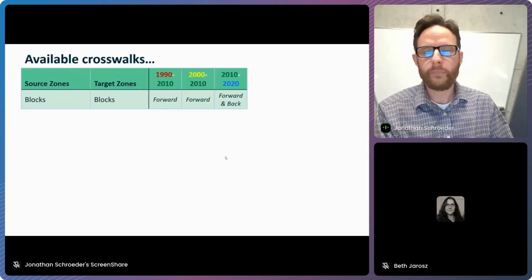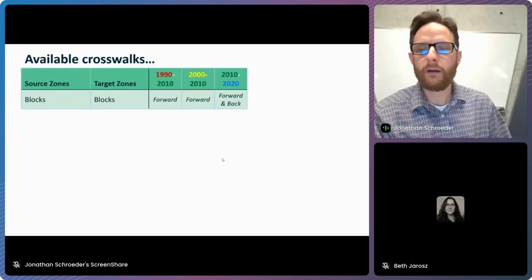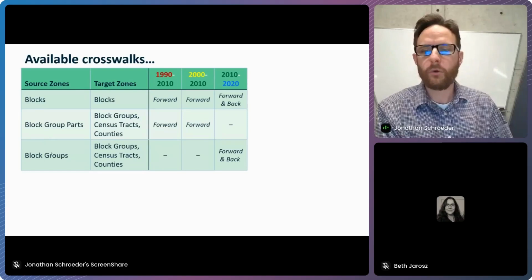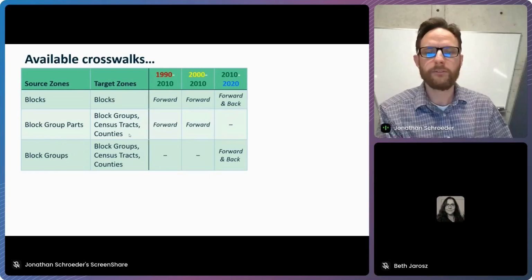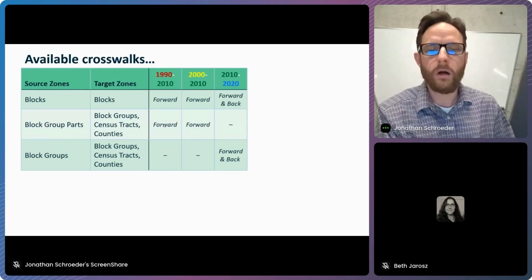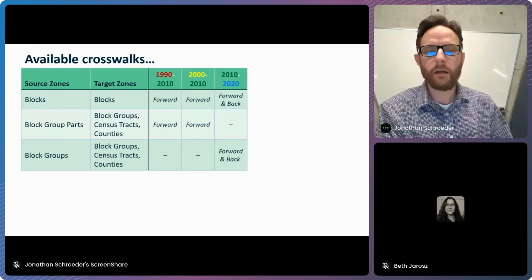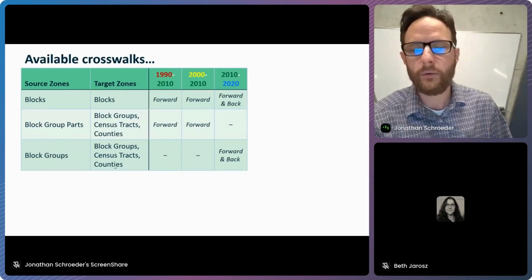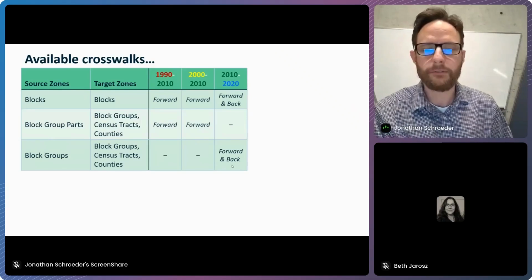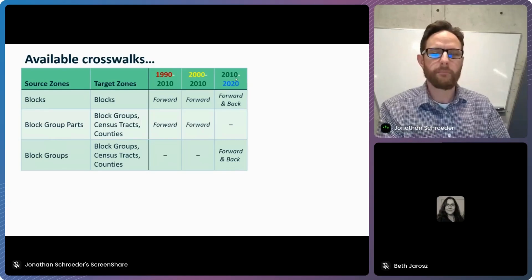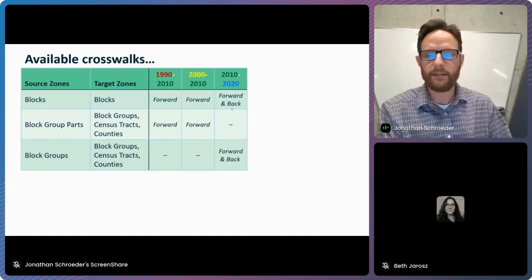For that reason, our main crosswalks available right now are for small areas. They are starting from blocks or block group parts. Block group parts were the smallest units available in 1990 and 2000, so we have crosswalks for the long form data from those years. And we have crosswalks for block groups between 2010 and 2020 from block groups to census tracts or counties. So this means that you will be able to create standardized ACS data spanning the two main definitions of block groups and census tracts between 2010 and 2020.